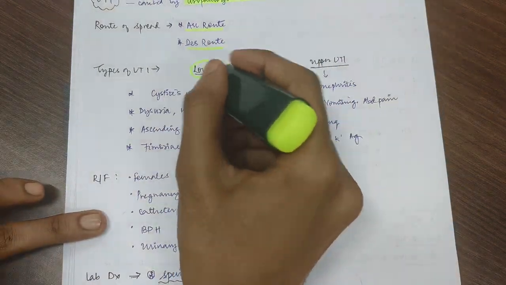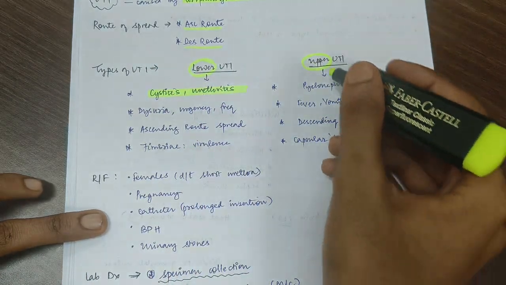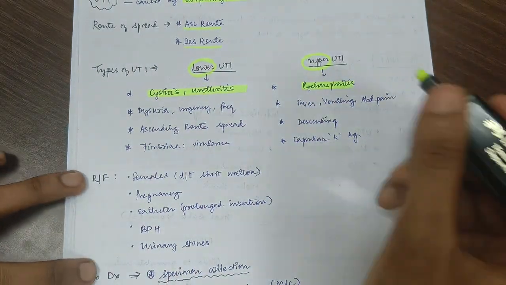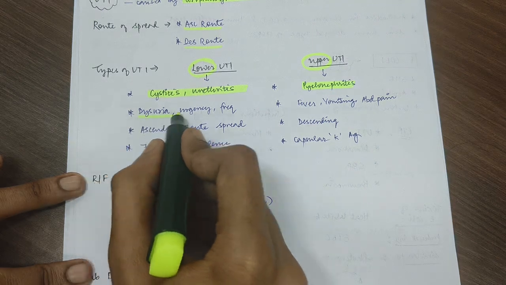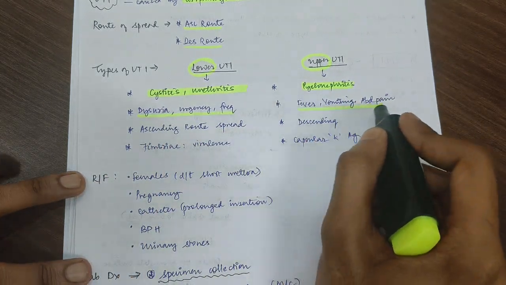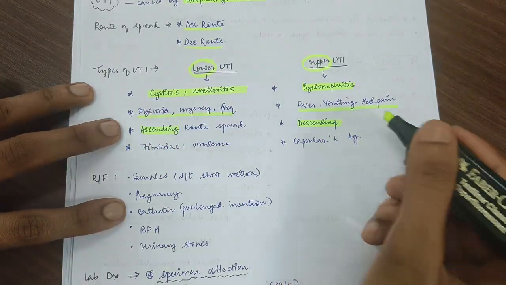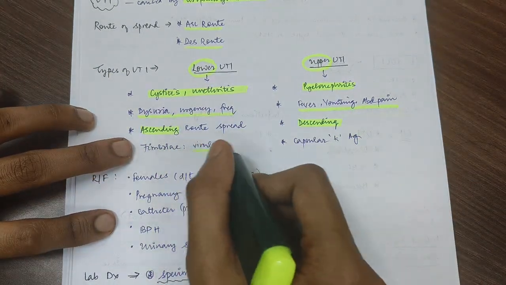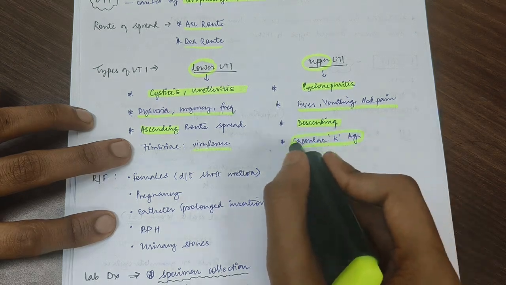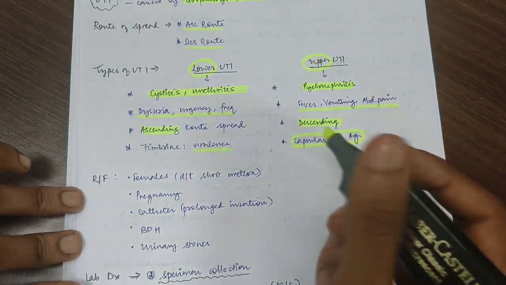Types of UTI: lower UTI and upper UTI. Lower UTI is cystitis and urethritis. Upper UTI is pyelonephritis. Here there are complaints of dysuria, urgency and frequency, whereas in upper UTI you are going to see fever, vomiting and abdominal pain. Here it is ascending. Here it is descending. Fimbriae is the virulence factor here. Here it is the capsular K antigen.